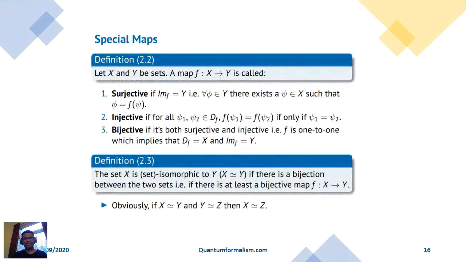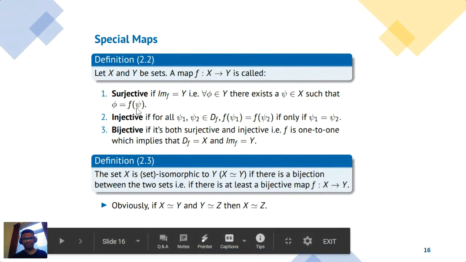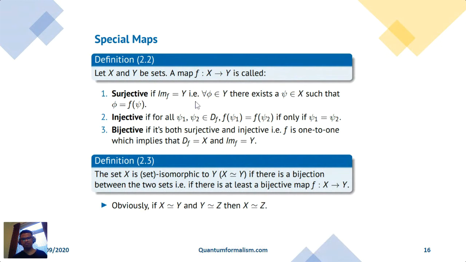It says when you have a map from X to Y, it is called surjective if the image of F equals Y. In other words, for all, this inverted A means for all. So for those of you who are new to this, take a note. You will see this a lot. Not necessarily in this lecture, but whenever you see this, it means for all. So this means for all phi in Y, there exists at least a psi such that phi equals f of psi.